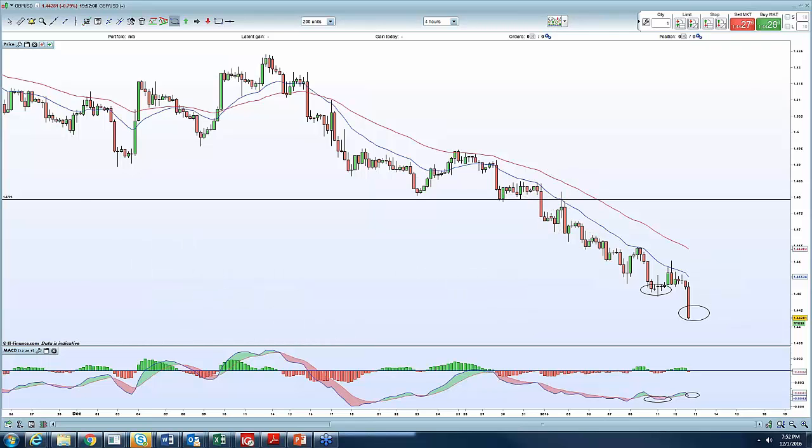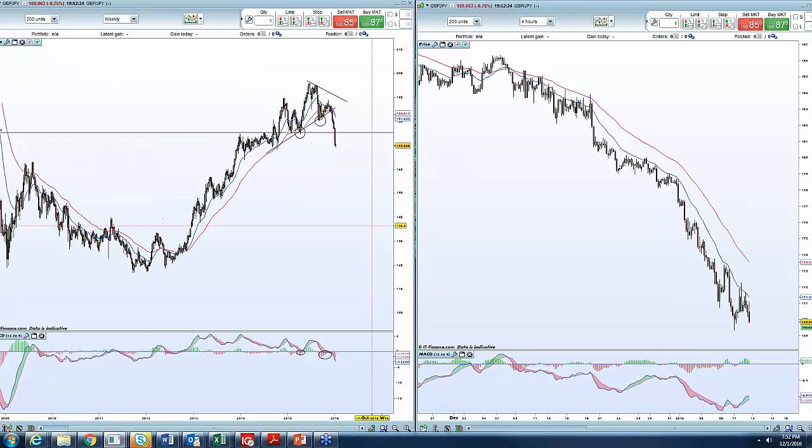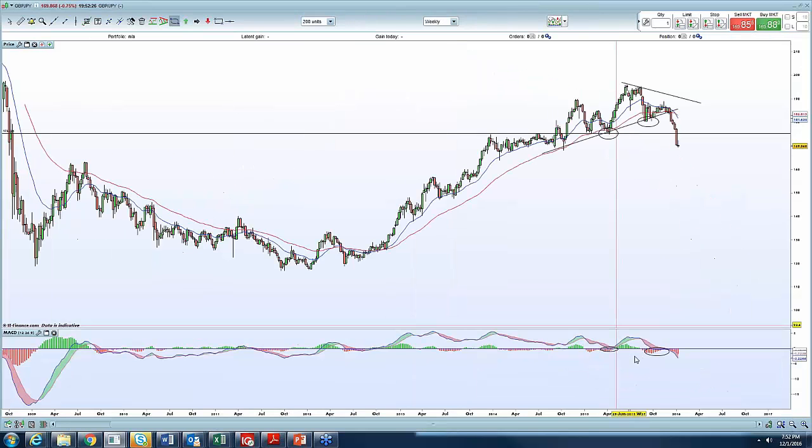Okay, so that's pound dollar for you. Let's go to the yens. Let's go to the yens now. So let's look at pound yen. I think pound yen is the weakest of all. What I like about pound yen is that it has a really clear sign.